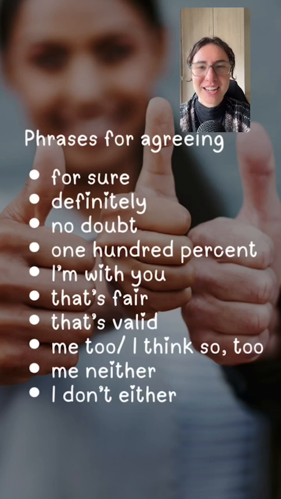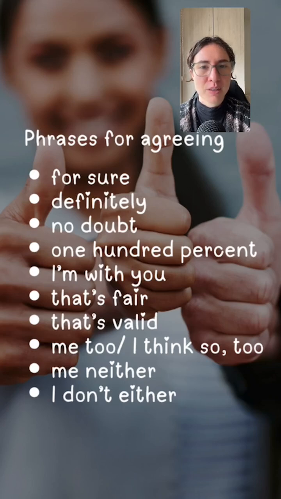For sure, for sure. Also, if someone's talking and you want to show that you agree with them, you could say, definitely. Yeah, definitely. For sure. Sometimes I combine them as well. You could also say, yeah, no doubt. There are also longer words you can say.